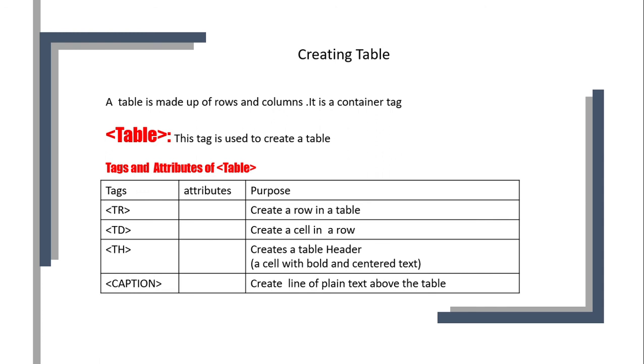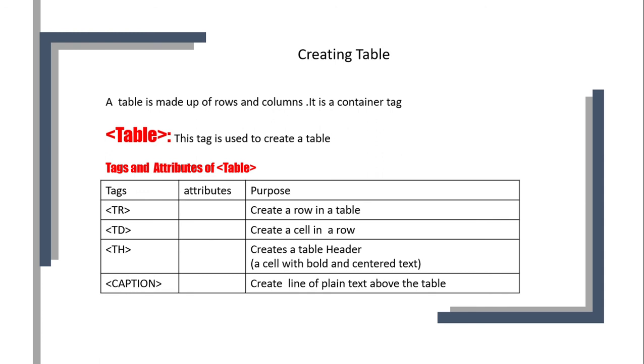Suppose you want to show headings, the titles of those particular columns, so we use the th tag to create the table header. It becomes bold and centered text with th, and whenever we write td, it means normal text, just the table data. After this we have a caption.